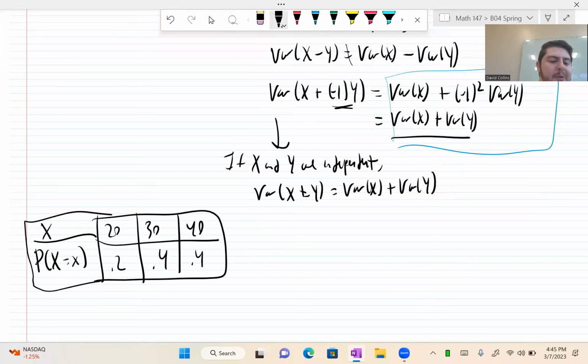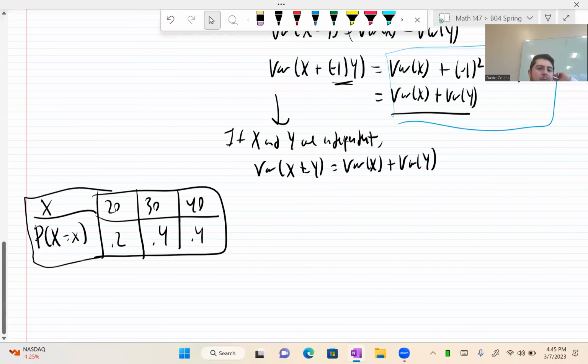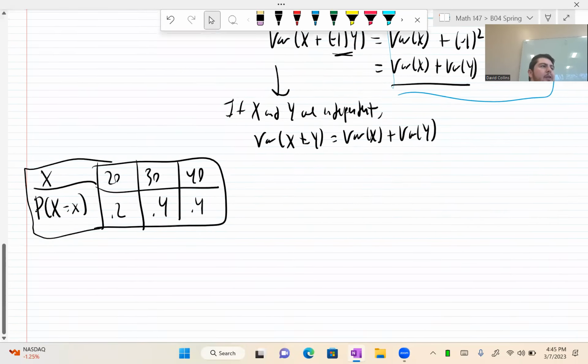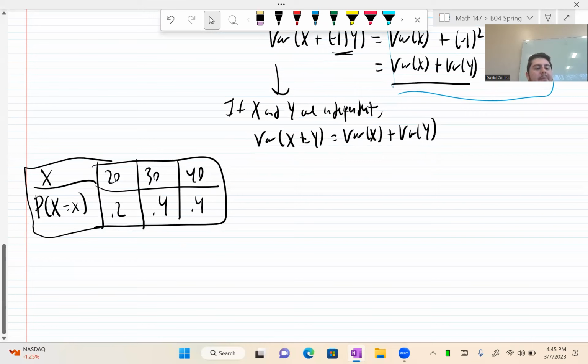So if we have a table and I said, find the expected value of this discrete distribution. The first thing you want to do before doing any math is verify that all the probabilities add up to 1. Obviously, 0.2 plus 0.4 plus 0.4 is 1. If they don't add up to 1, you can't even do the problem.